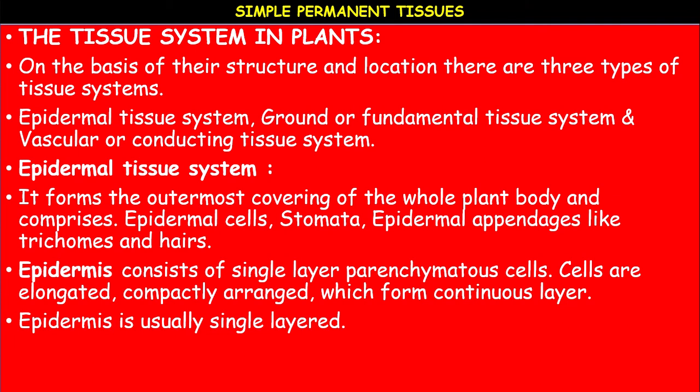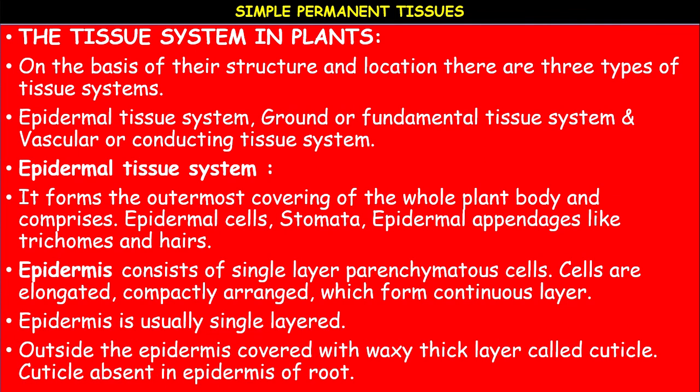The epidermis is usually single layered. In most of the internal plant organization, you will see the epidermis is usually made of a single layer of cells. Outside, the epidermis is covered with a waxy thick layer called cuticle. The cuticle is absent in the epidermis of roots.